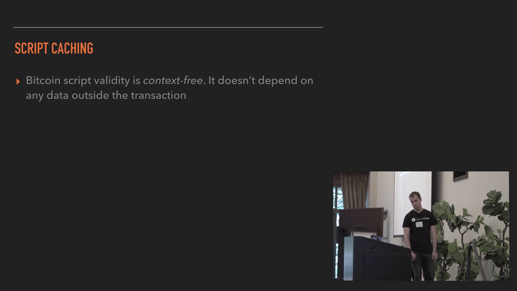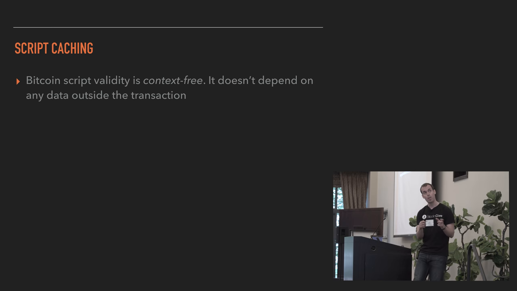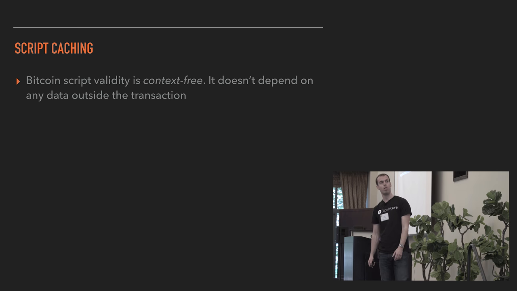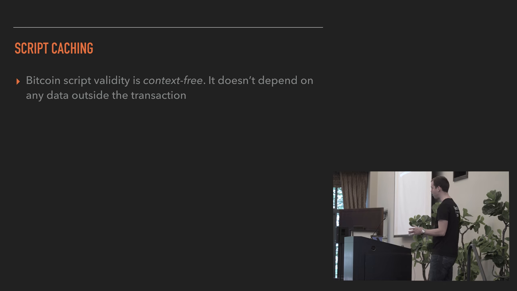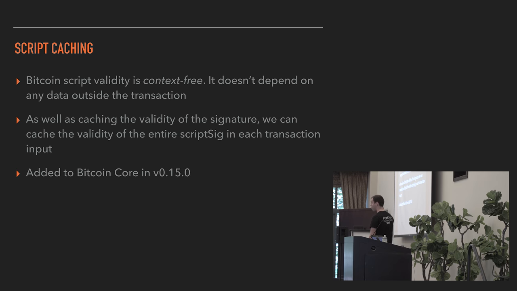There's a new, better version, script caching. Instead of just caching the signature validation, in script caching, we cache the validity of the entire script in an input. Because a Bitcoin script is context-free. If it's true now, it'll be true forever, independent of any contextual information. So we cache the validity of the entire script sig evaluation. And that was added in 0.15, which came out in July.